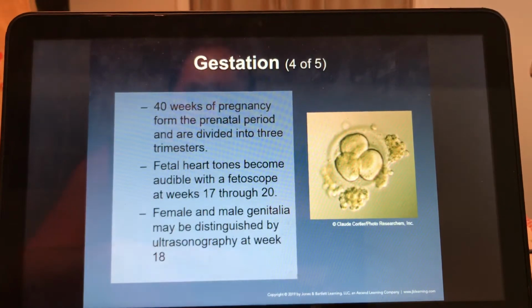So gestation is 40 weeks, typically 9 months. The trimesters are divided into 3 months apiece. It's kind of hard to divide 40 by 3, but it's roughly 12 to 14 weeks each. Different stages of fetal growth happen. We're not really going to go over all that. You just need to know that gestation is 40 weeks. They threw in that you could hear the fetal heart tones at about 17 to 20 weeks, and you can probably determine the sex of the baby at 18.